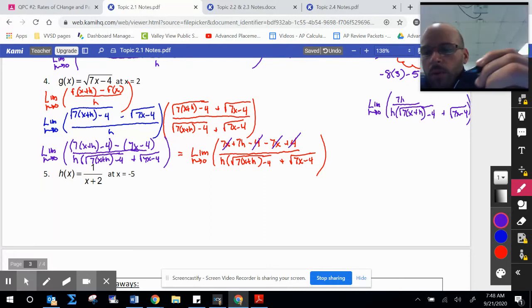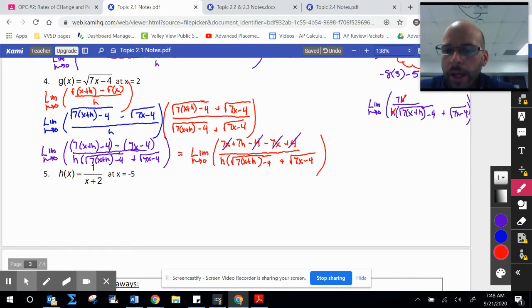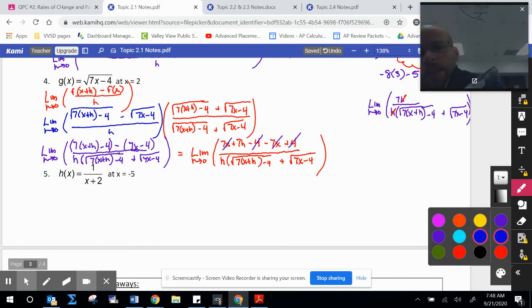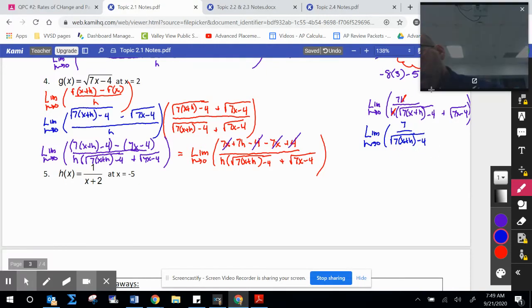All right, now when I do this, the h from the numerator cancels with the h of the denominator because they're both multipliers. And I'm left with the limit as h goes to 0 of 7 on the top, over the square root of 7x plus h minus 4 plus the square root of 7x minus 4.